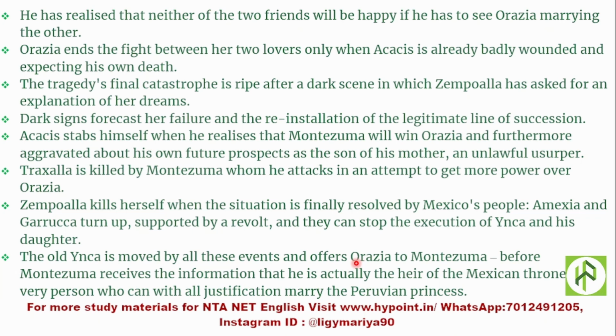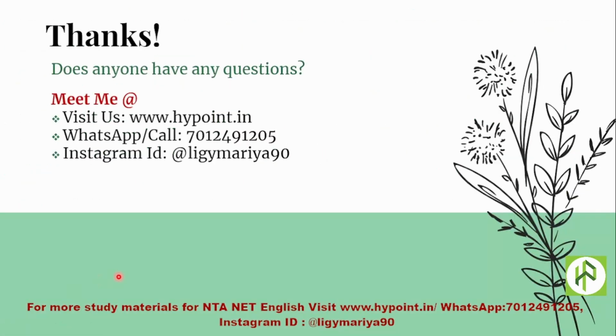Before Montezuma receives the information that he is actually the heir of the Mexican throne, the very person who can, with all justification, marry the Peruvian princess, what happens? Before knowing that he's the true heir to the Mexican throne, he married the Peruvian princess Horacia. So that's the way the play ends. A little bit of happiness we can see towards the end of the play, but ultimately it's a tragedy where too many people die, and bloodshed happens. Finally everything is restored into order.